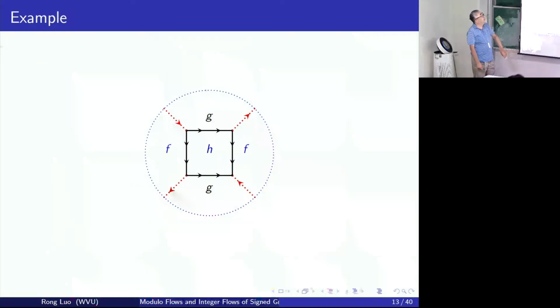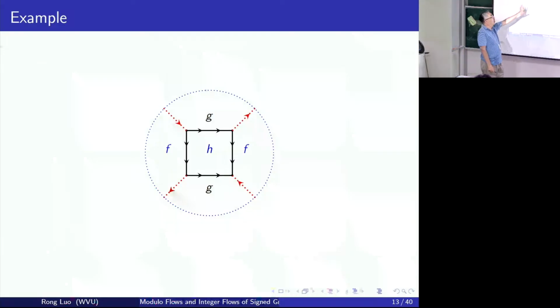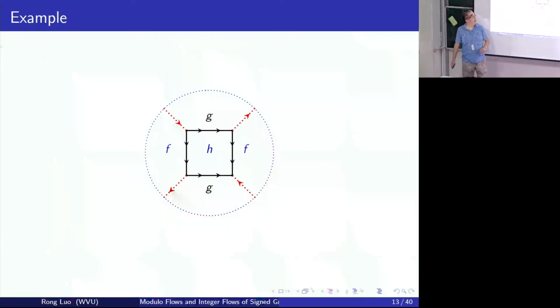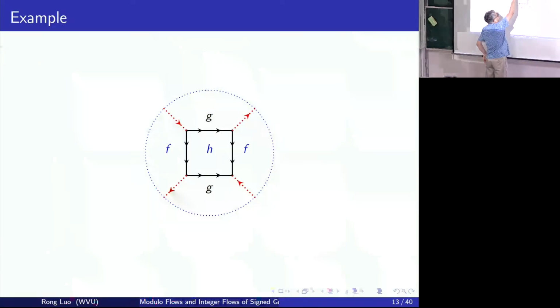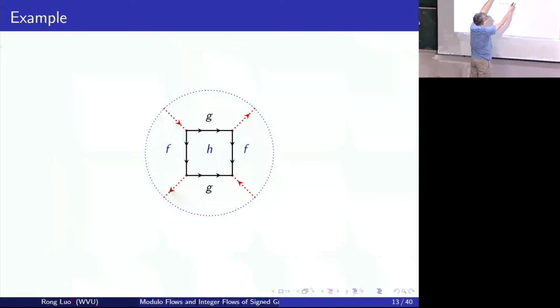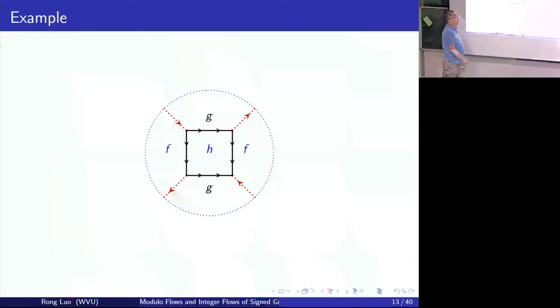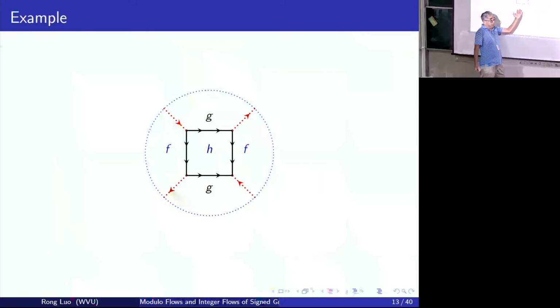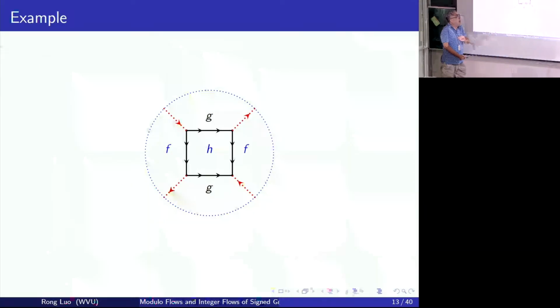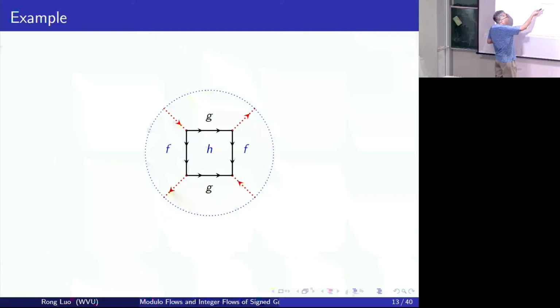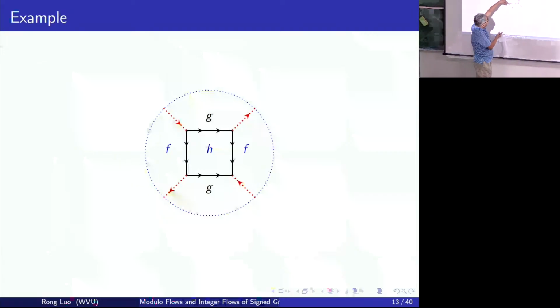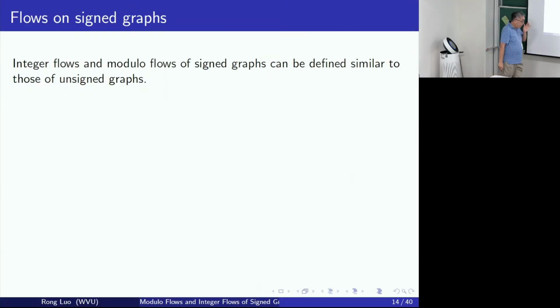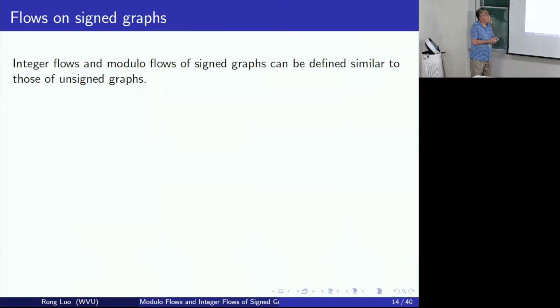Look at this example. This is K4 embedded on the projective plane. You can see this is one edge, and those two edges are basically diagonal. For the projective plane, we know that those two are the same face, so we only have 3 faces here. If you just walk along this direction, you can see that on the positive edge, G is always on your right side, and H is on the other side. This is the only difference between the signed graph and the unsigned graph.